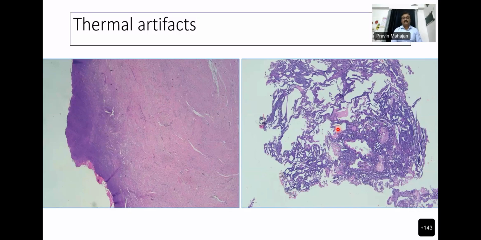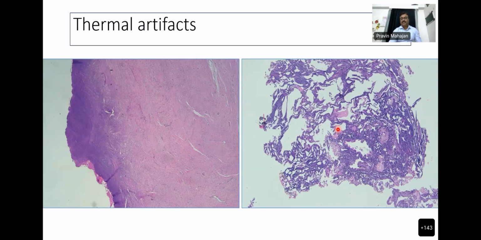This is what is called a thermal artifact. Thermal artifacts are usually caused because during the removal of the tissues, they use electrocautery or a laser, and because there is too much heat, there is denaturation of the proteins in the cells and a lot of dehydration of the cell. This causes acidophilia in the tissue, and that's why you get such a dark staining.